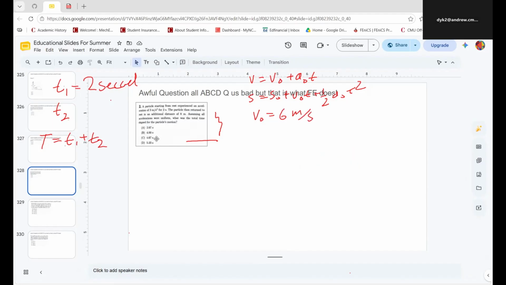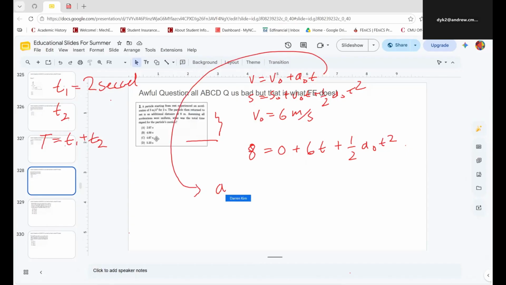With that said, we can go over here, and we know the final, which is 8 equals 0 plus 6t plus 1/2 a0 t squared. So we know the initial and final. We don't know a. What that means is that we need another equation for a. And luckily for us, we have an equation for a, which is a equal v minus v0 divided by t. We know the initial is 6, the final is 0. So we know that this is 0 minus 6 divided by t. Huh. Okay, we're going somewhere.